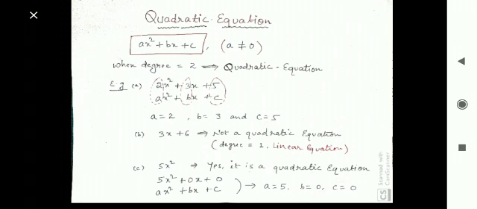See, if you talk about the forms of quadratic equation, here it is written ax square plus bx plus c. So this is the standard form of the quadratic equation, that is ax square plus bx plus c. But the condition given here is that a must not be equal to 0. b can be 0, c can be 0, but a must not be equal to 0. If this condition is satisfied, then the resulting equation will be a quadratic equation.